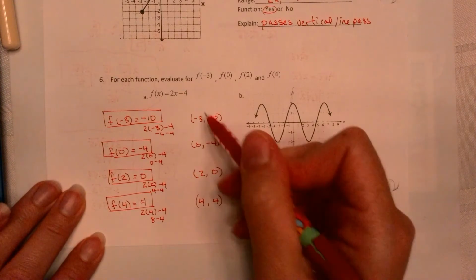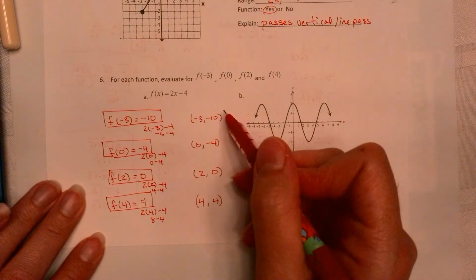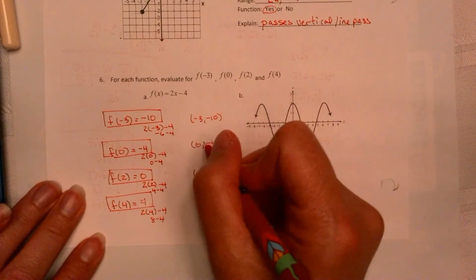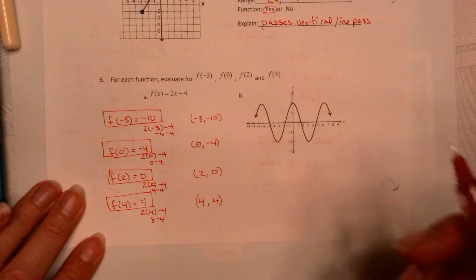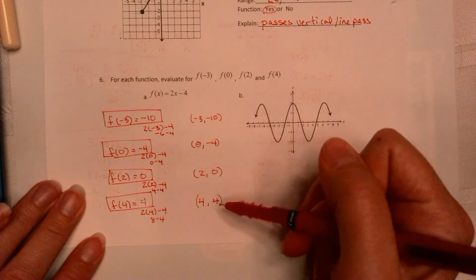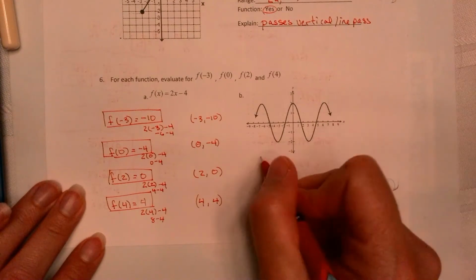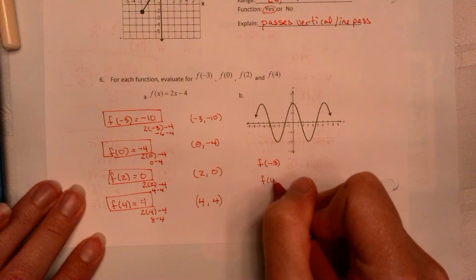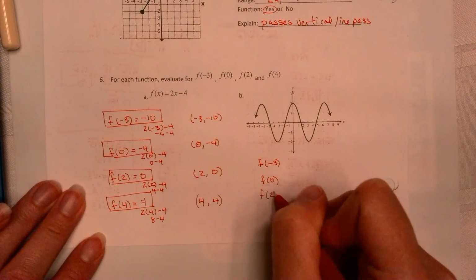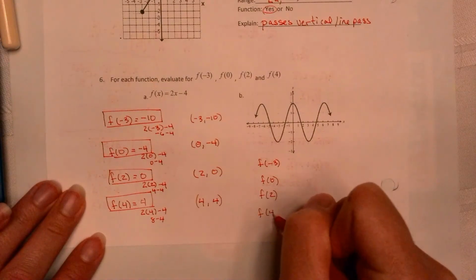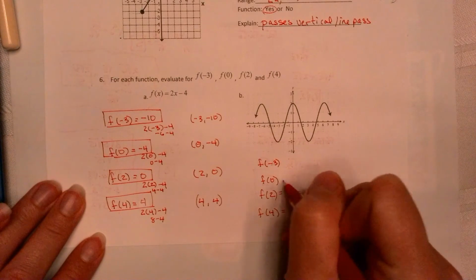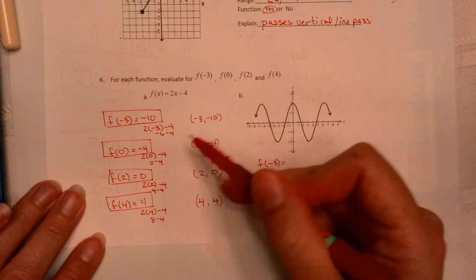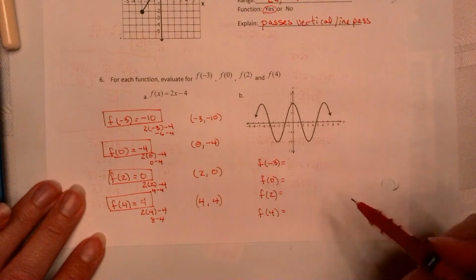So this would be the same as finding a t-chart with your x and y, plugging one number in to get out the output. The reason I wanted to bring up these ordered pairs is it directly links to what we're doing here. Again, I'm finding f of negative 3, f of 0, f of 2, and f of 4. I don't have to do any algebra here, so that was done algebraically. This one we're going to do by looking at the graph.